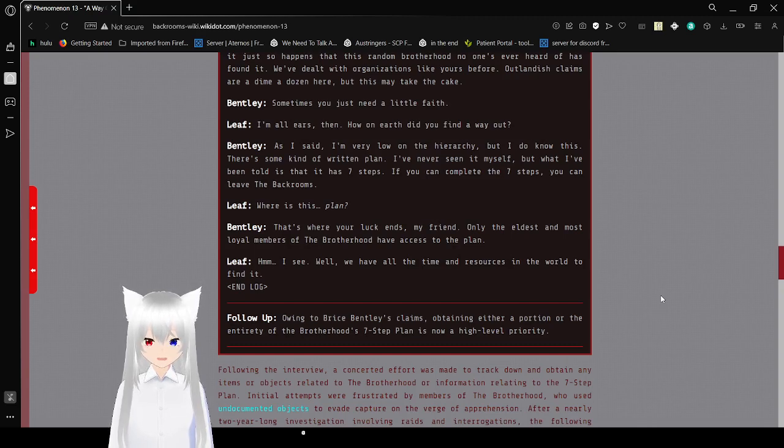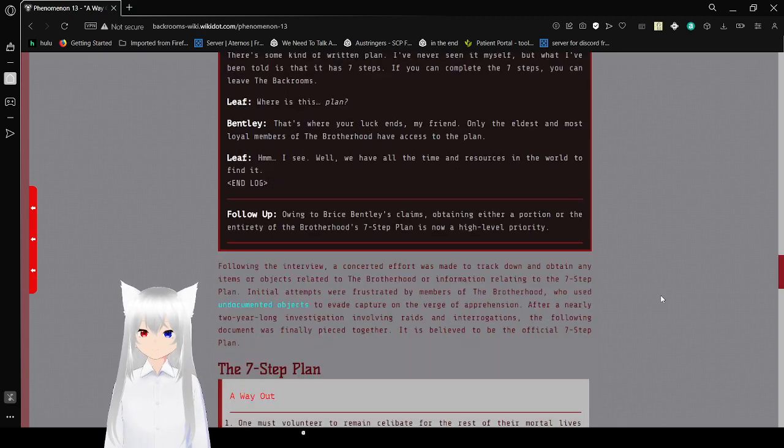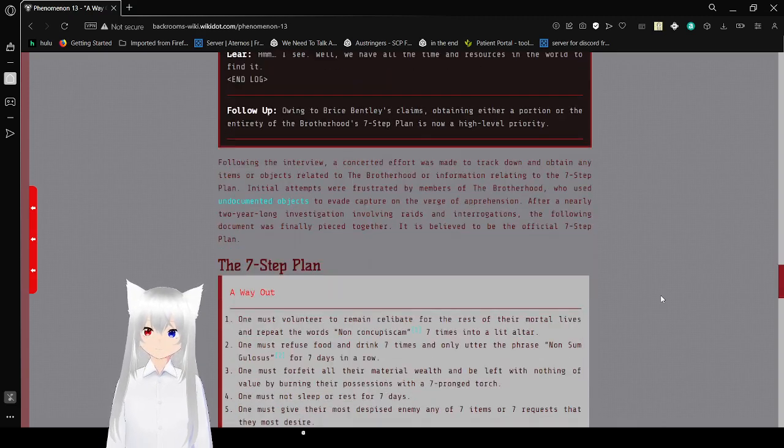End log. Follow up. Owing to Bryce Bentley's claim, obtaining either a portion of or the entirety of the Brotherhood's 7-step plan is now a level priority. Following the interview, a concerted effort was made to track down and obtain any items or objects relating to the Brotherhood or information relating to the seven-step plan.